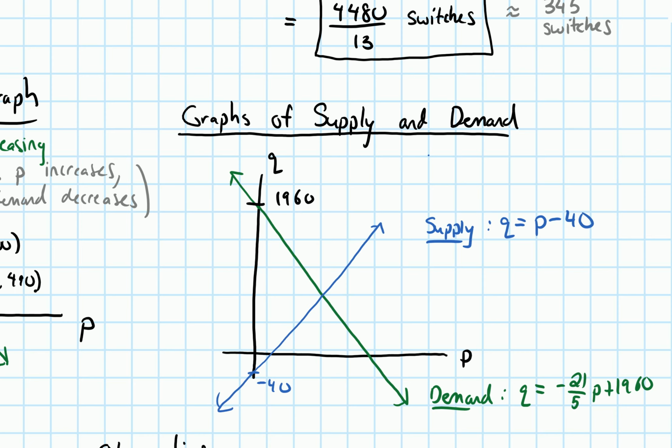Okay, so that is our supply graph right there. The place where these two graphs intersect is equilibrium. Graphically, equilibrium is the intersection point of the supply and demand curves.